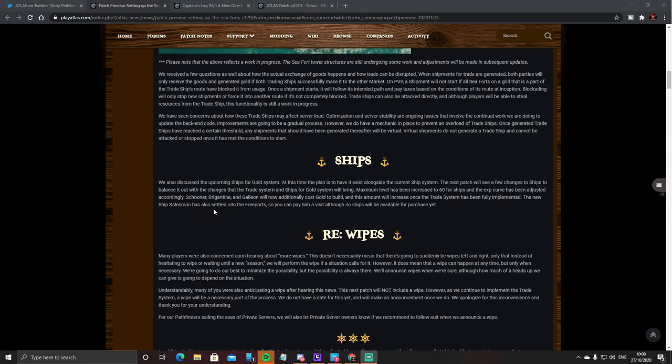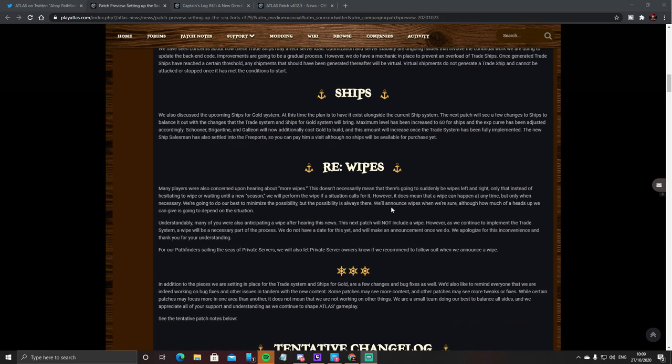The new ship salesman has also settled into the free ports, so you can pay him a visit, although no ships will be available for purchase yet.